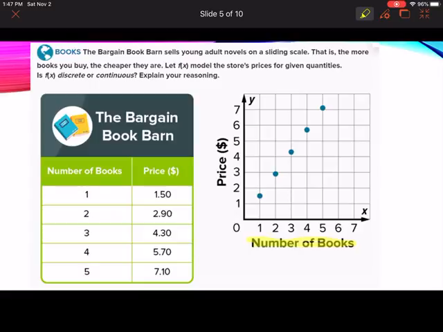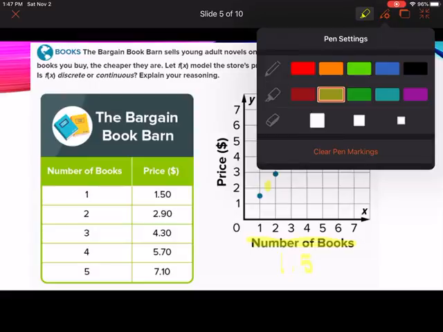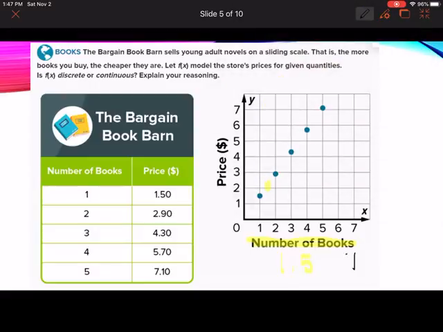Can you buy 1.5 books? No, we can't buy 1.5 books. So we'll never have a point here at 1.5. So we're always just going to have points on this that don't really connect because we can only buy whole numbers of books. So that makes this discrete.